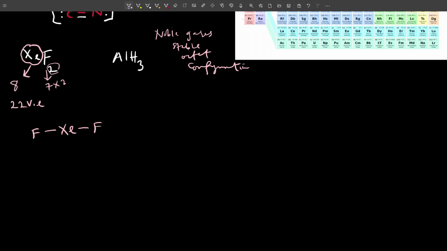2 here, that's 4 electrons. Let's remove 4 electrons from this. Let me write it down here because of space. Remove 4 from this, you have a total of 18 valence electrons remaining. Okay, so what do we do?